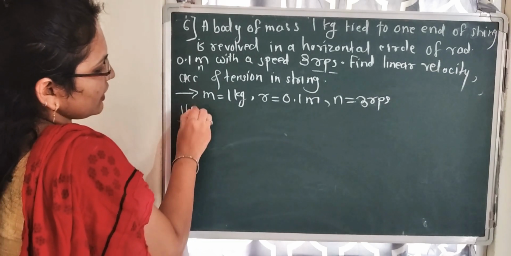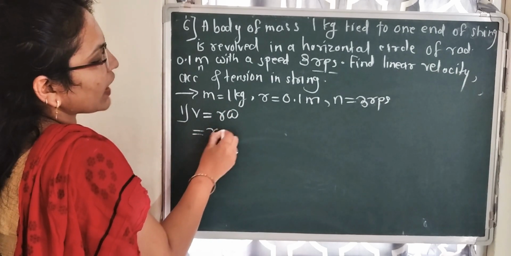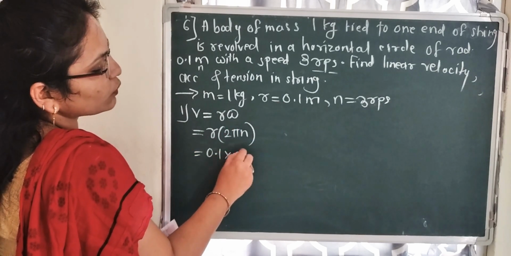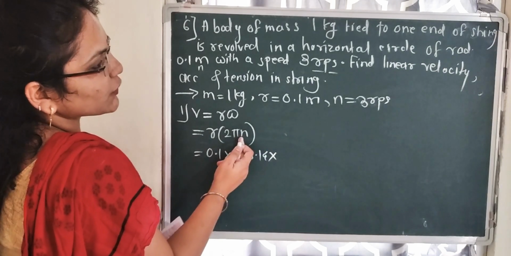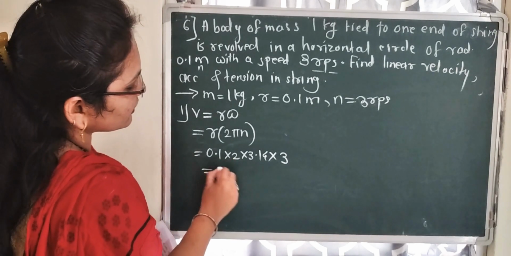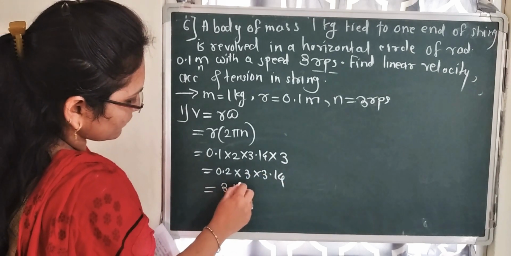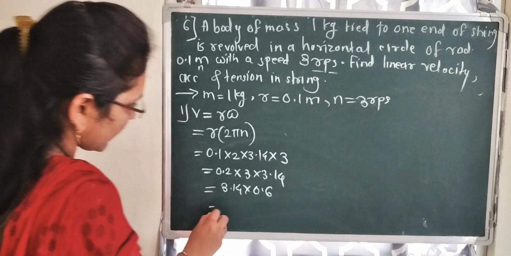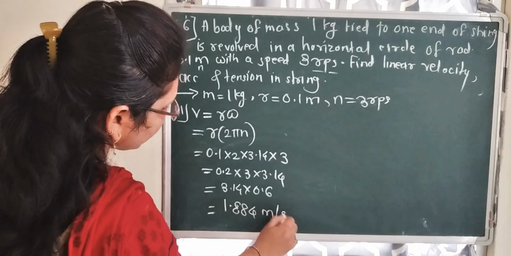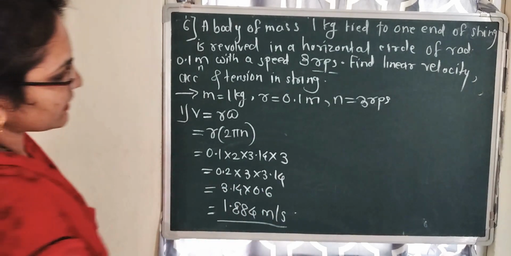First we will find out linear velocity v, which is equal to r omega, which is equal to r into 2 pi n. What is r? 0.1 into 2 into pi 3.14 into n is 3, which is equal to 0.2 into 3 into 3.14, that is 3.14 into 0.6. Here we get the answer 1.884 meter per second. Okay, you can multiply and we get the answer 1.884 meter per second.